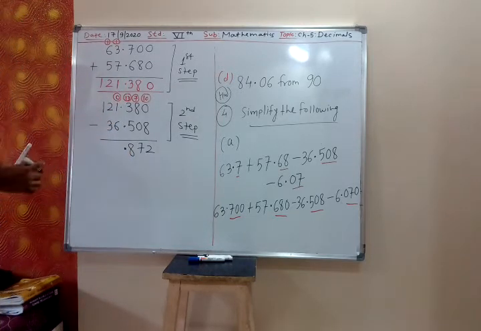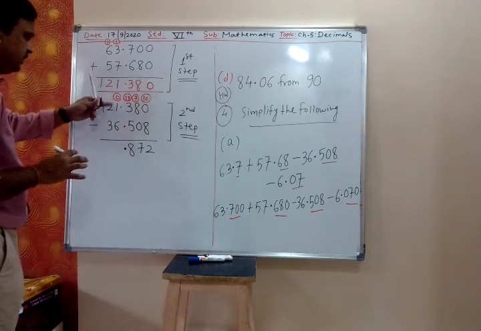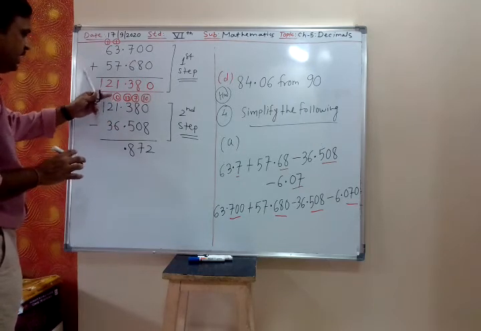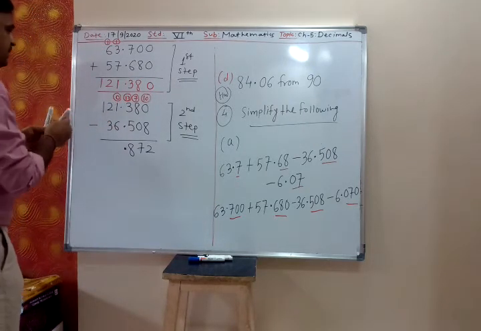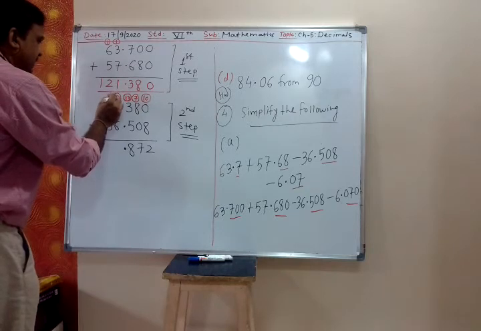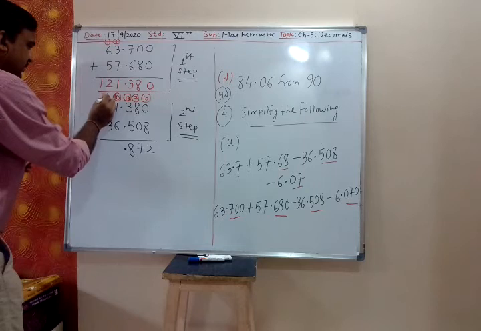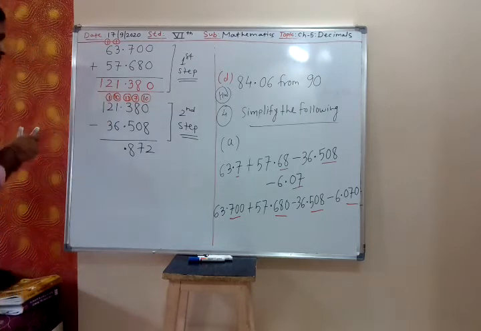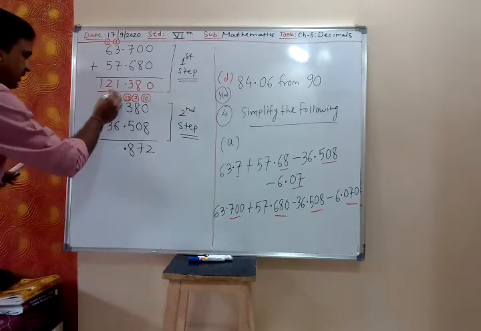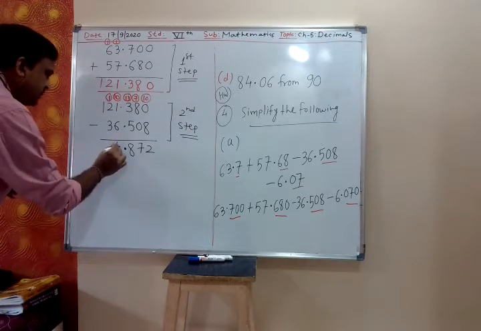Now it is 0 and it is 6. So 1 will be carried. So 0 becomes 10 and 2 becomes 1. Just remember, 2 becomes 1. So 10 minus 6 is 4.